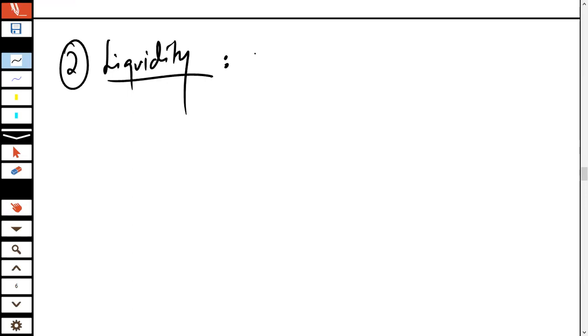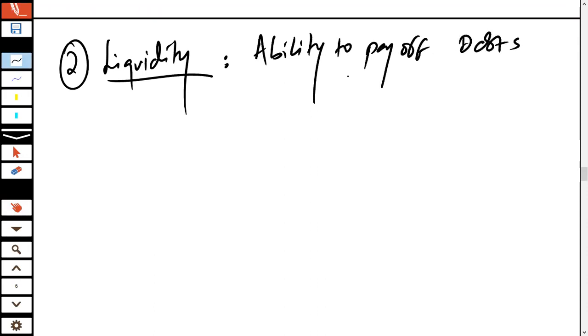Now, let's move a bit forward, and the second thing is the liquidity ratios. What do you mean by liquidity? Liquidity actually means your ability to pay off debts as they become due. So as soon as your debts become due, if you are able to pay them, that means you have a good liquidity as an entity.